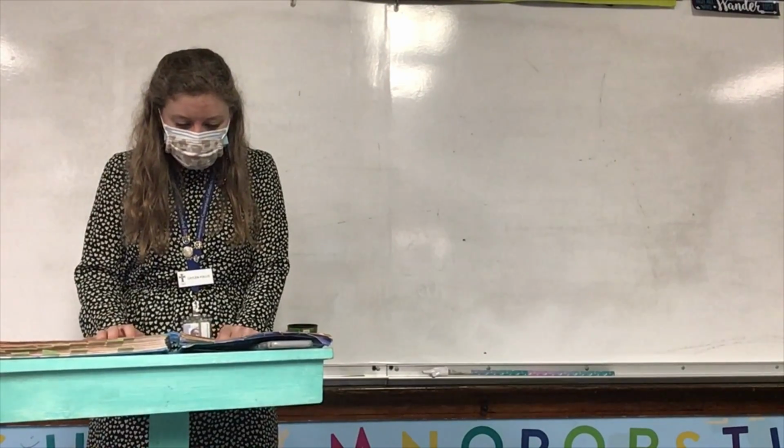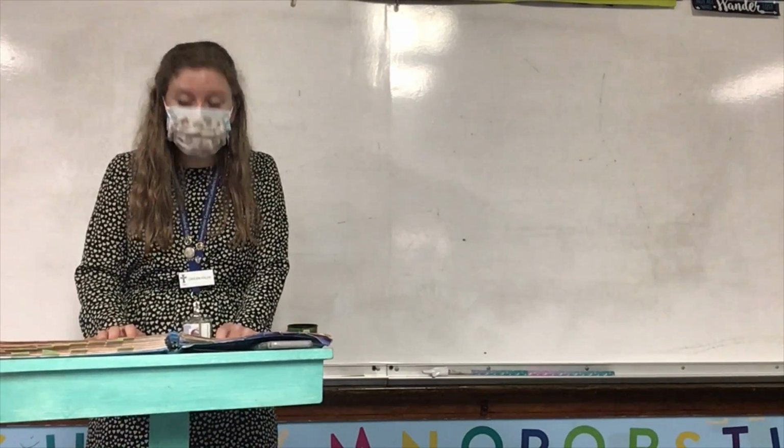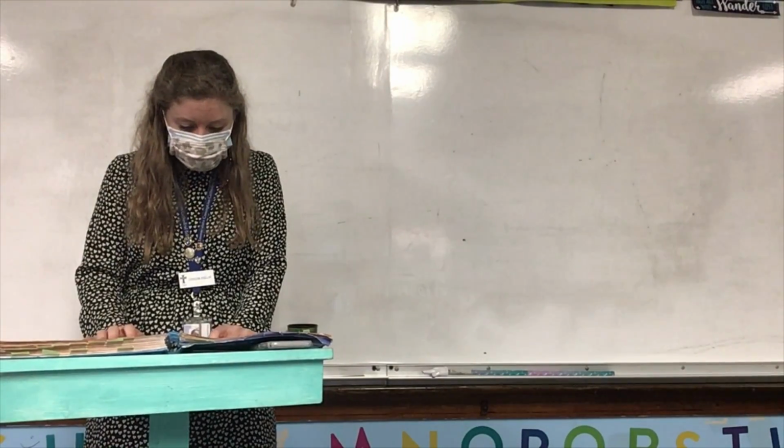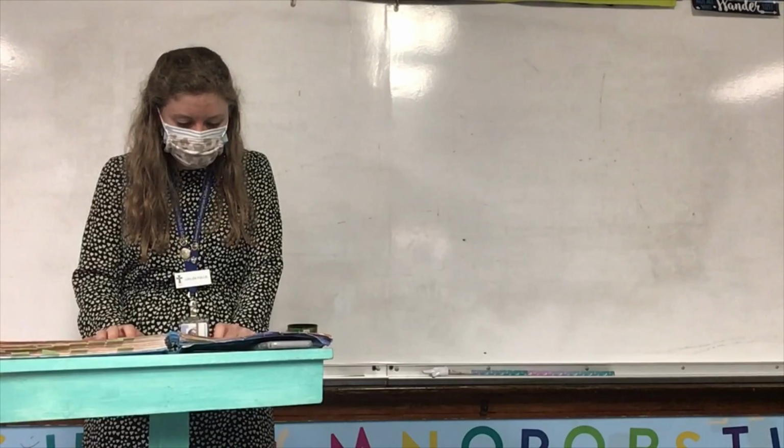The steel for an automobile body may come from the United States or China. The glass for its windows may be produced in Mexico.